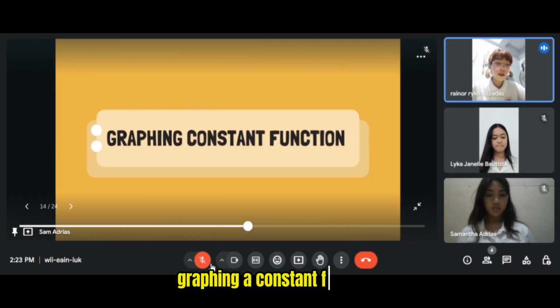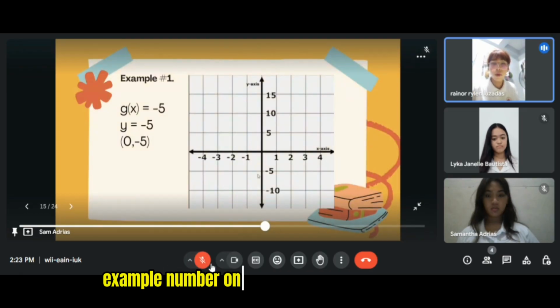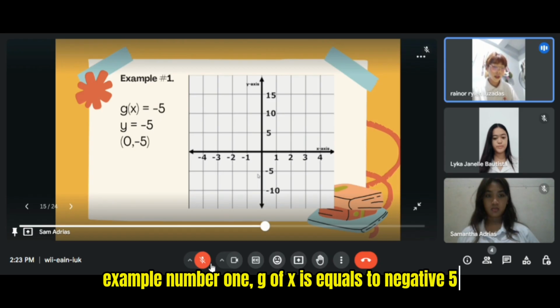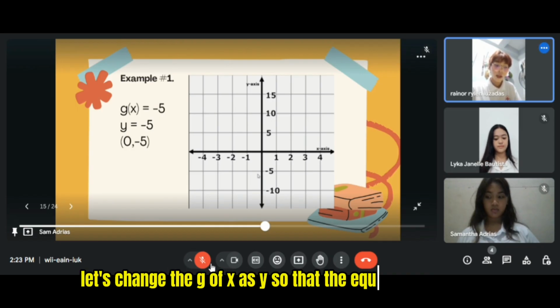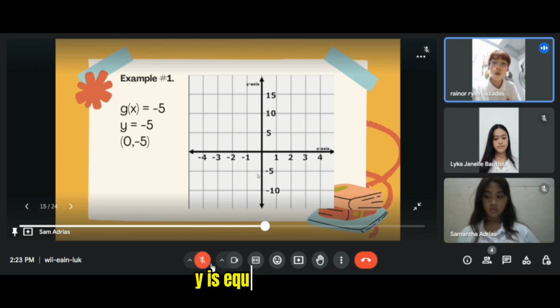Graphing a constant function. Example number 1. g(x) = -5. For you to easily graph a constant function, let's change the g(x) as y so that the equation becomes y = -5.